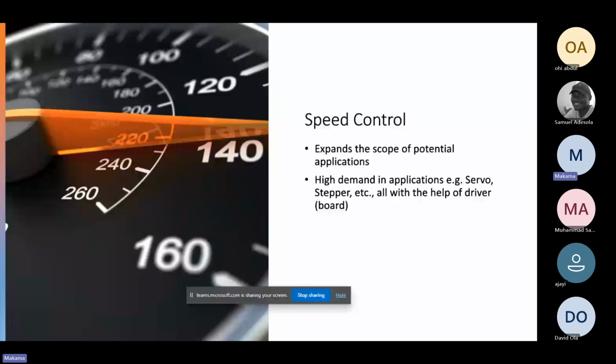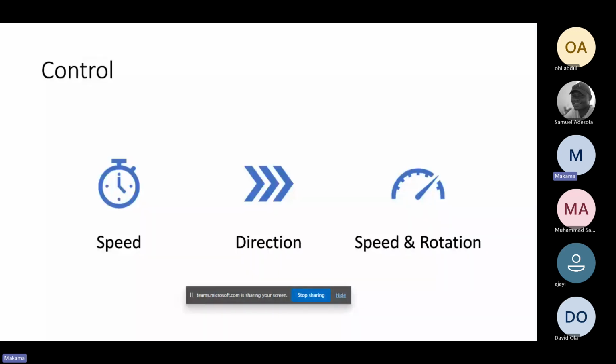Not just servo motors and stepper motors, with this mechanism you can construct other things that will play an important role or provide real world solutions in mechatronics applications. So we have the control. There are some instances where you have speed control, some where you have direction control, and some where you have both speed and rotation control.